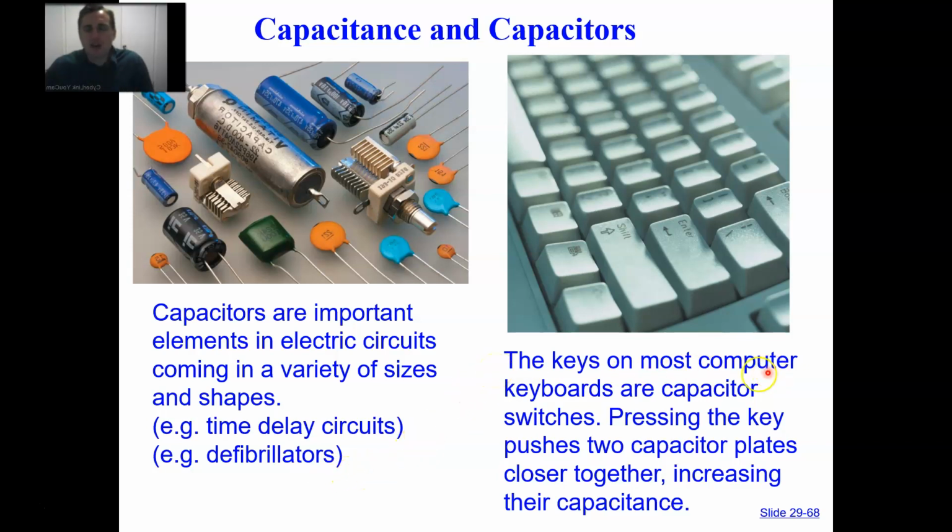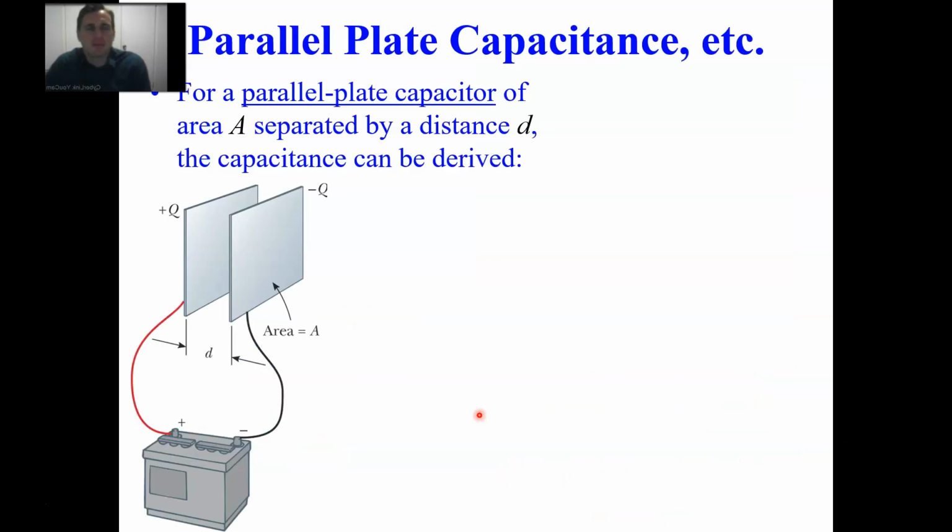And it turns out the keys on most computer keyboards are capacitor switches. When you press the key, you push 2 capacitor plates closer together, increasing the capacitance, and that allows a signal to be generated. So let's say more about a parallel plate capacitor, in particular the geometry of how one would build it. Suppose we have a parallel plate capacitor that has plates with area A, with charge positive Q on the positive plate, negative Q on the negative plate, and the plates are separated by a distance d.